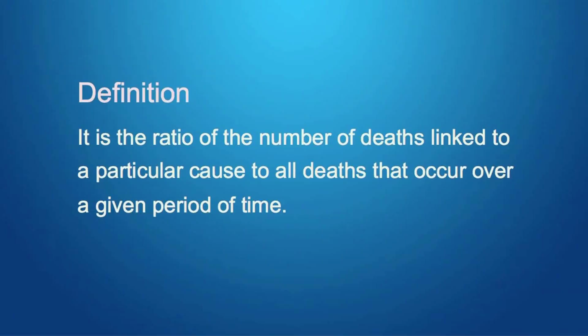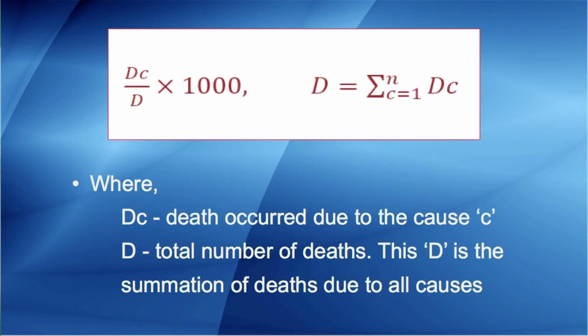Simply put, the cause-specific death ratio is the ratio of the number of deaths linked to a particular cause to all deaths that occur over a given period of time. To calculate the specific death rate, divide the number of deaths in a given year by the total mid-year average population. Mathematically it can be expressed as DC by D, multiplied by 1000, where DC represents the deaths occurring due to the cause C, and D represents the total number of deaths. This D is the summation of deaths due to all causes. Finally, this ratio is multiplied by 1000.